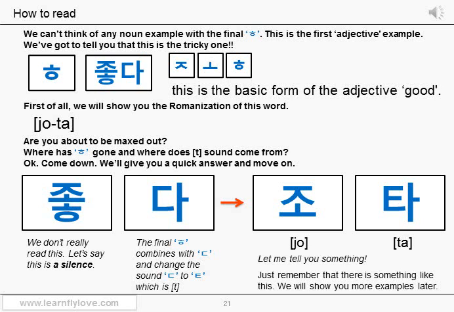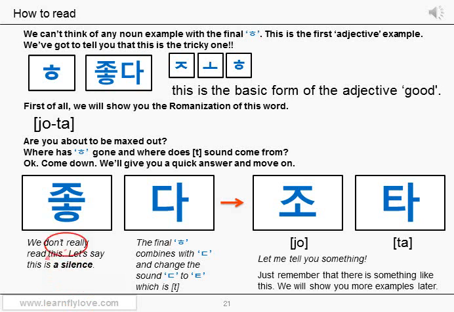Let's take a look at the romanization of this word. Let's read it. 좋다, J-O-T-A, 좋다. Weird, isn't it? Where has h consonant in the final of the first block gone? And where did this t sound in the initial of the second block come from? Don't worry, we'll give you a quick answer.